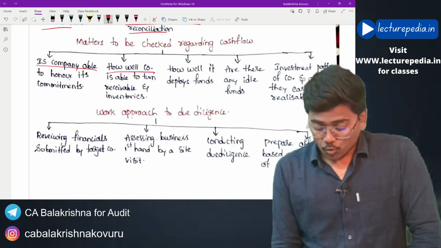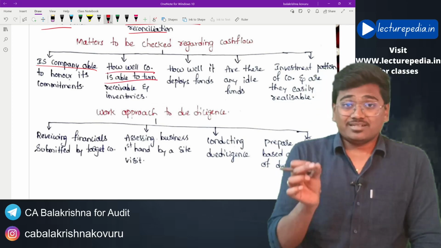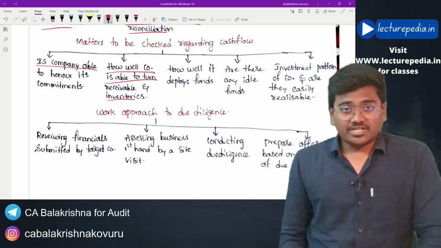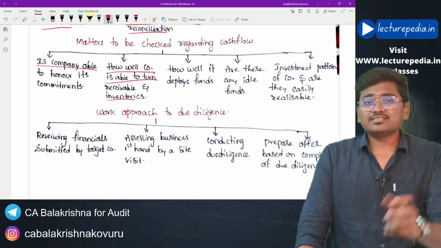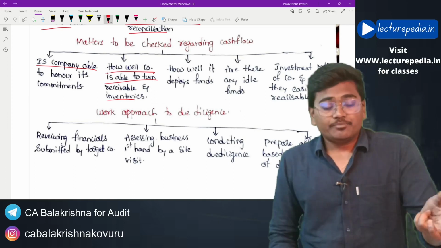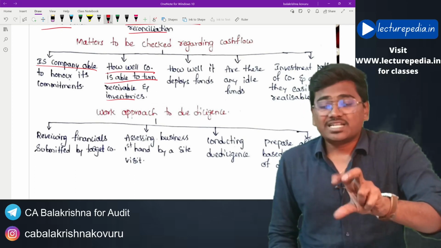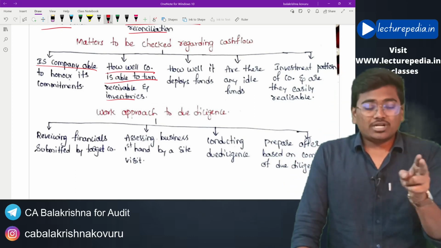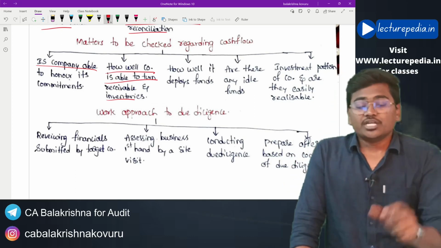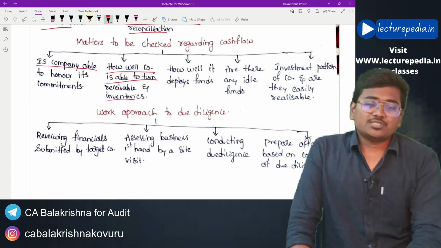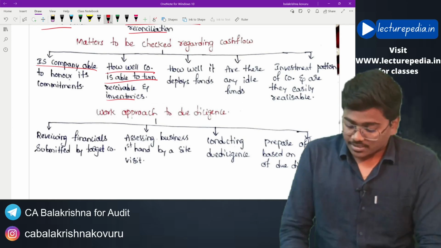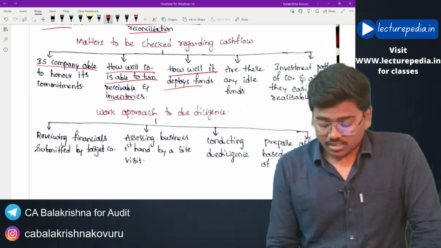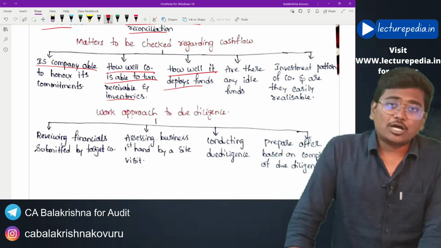Next, how well the company is able to turn receivables and inventories. Generally, this is a cycle. Inventory will be turned to receivables, receivables will be turned to cash. Okay, what is the time gap between these? It should be as low as possible. That will be checked.